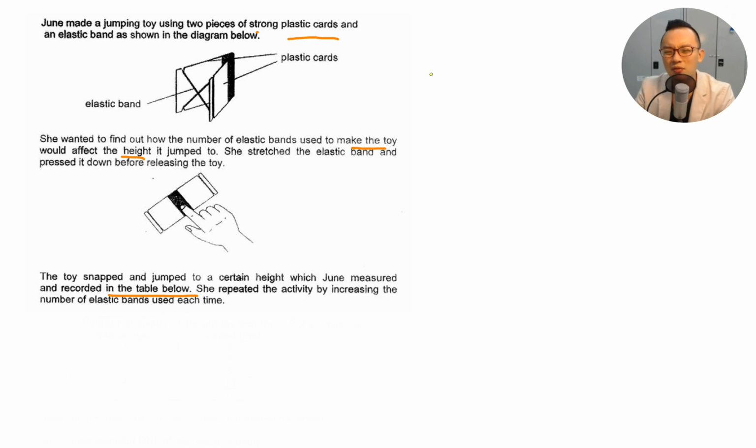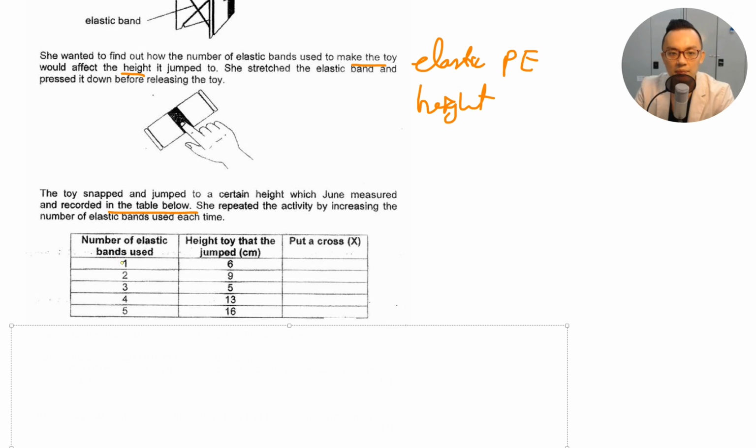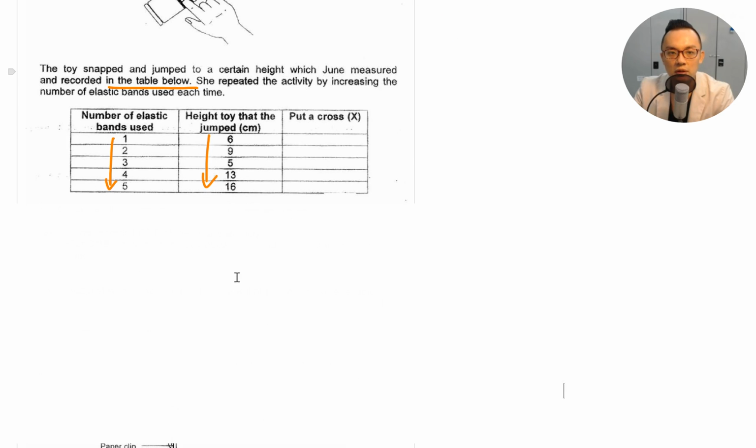So this is an experiment, even before looking at a question, something to do with elastic potential energy. Something to do with height and elastic potential energy. So number of elastic bands used from 1 to 5, and the height that the toy jumped. Okay, so let's take a look at the question.